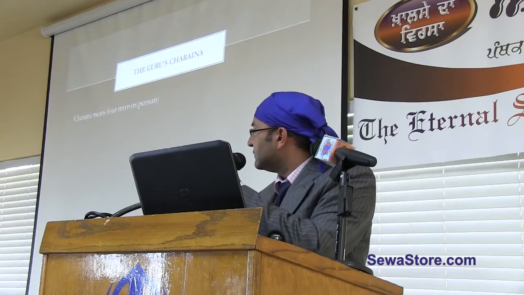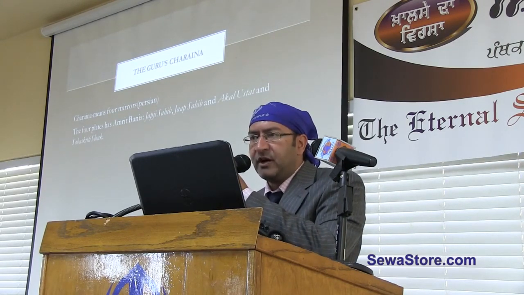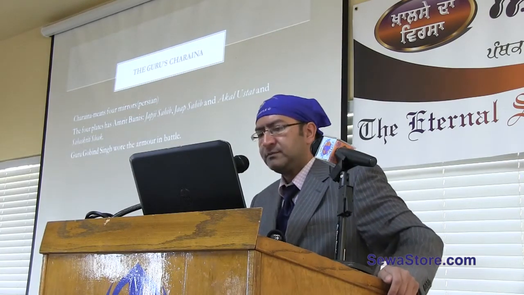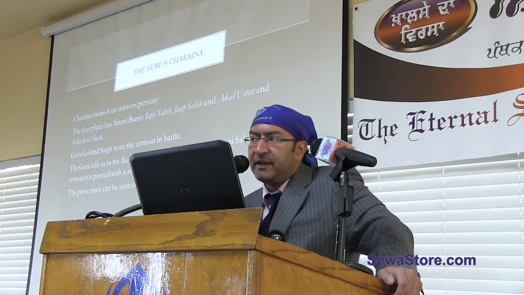The Guru's Jarb Chilta, which refers to the four mirrors in Persian, is an actual breastplate which Guru Sahib wore himself in battle, and contains the Bani of Japji Sahib, Jaap Sahib, Akal Ustat and Sahaskriti Slok as well. And like I stated, Guru Gobind Singh wore this in battle, and in his Bachitar Natak itself, in the Battle of Bhangani Sahib, he says the armor was pierced with an arrow. The piercing can actually be seen on the armor itself.